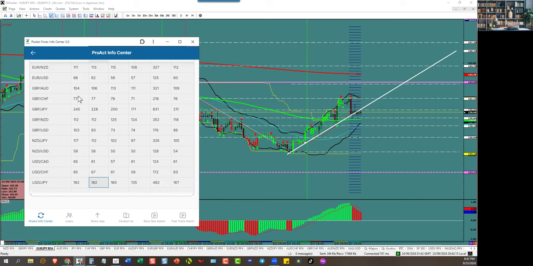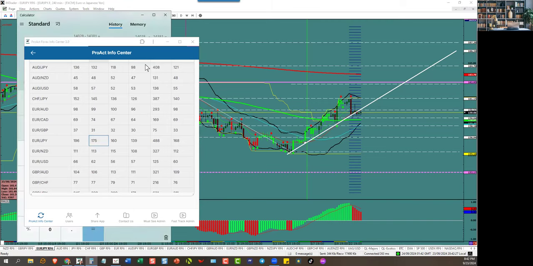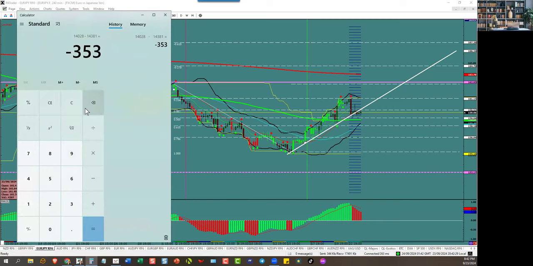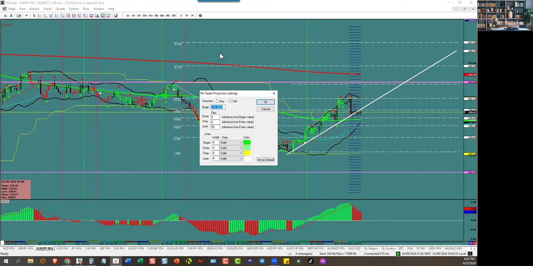All right, so we're on a euro yen and it's a 175 pip ATR, as you can see. So how much room do we got here? Let's go down to the calculator. We're currently at 159.68. The bottom down here is 153.17. I got 651 pips to the downside. So that's what I'm going to figure on.